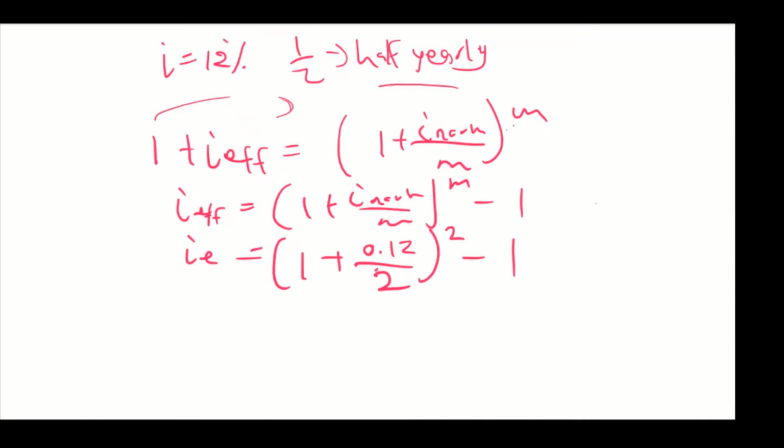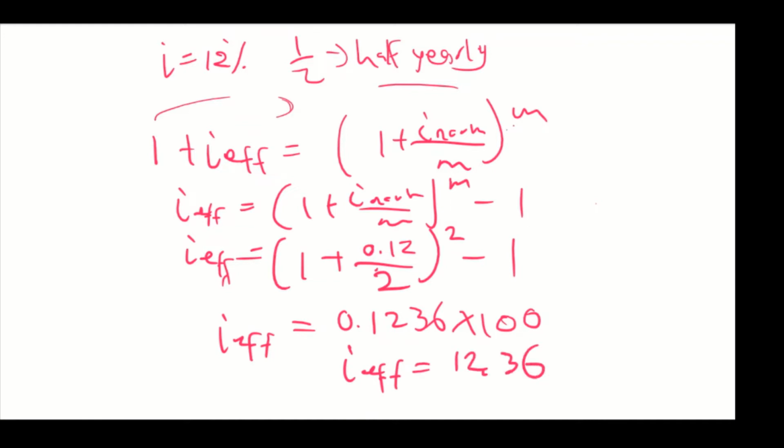So our i effective is going to be equal to 0.1236. Then we multiply by 100. Our i effective is equal to 12.36%. So this is our effective interest rate.